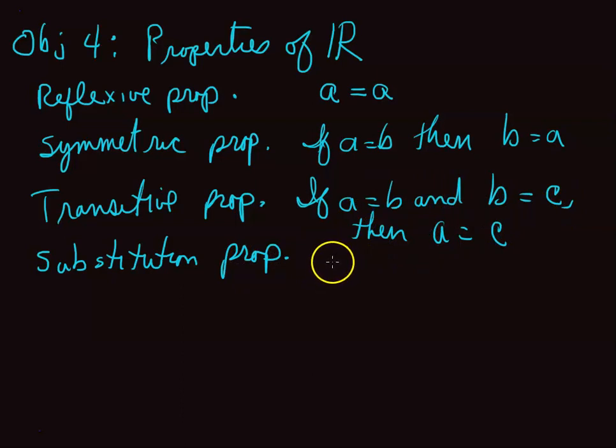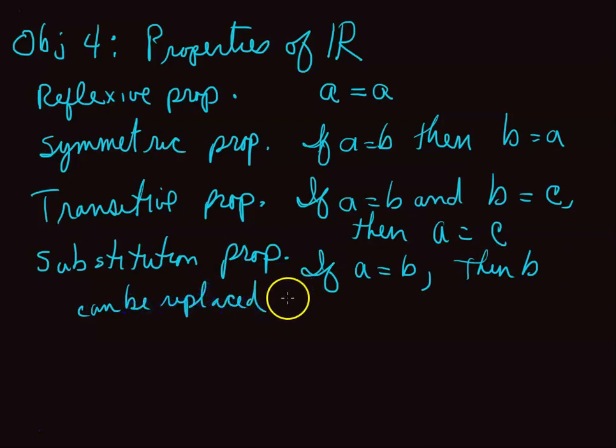And substitution is sort of a crazy one. Many times, if you did geometry, transitive and substitution were almost the same thing, but there's a little difference here. If A equals B, then in an equation, B can be replaced or substituted by A. You can also take A and substitute B, so it doesn't have to be B, it can also be A, and you substitute with B. So those are the properties of equality.